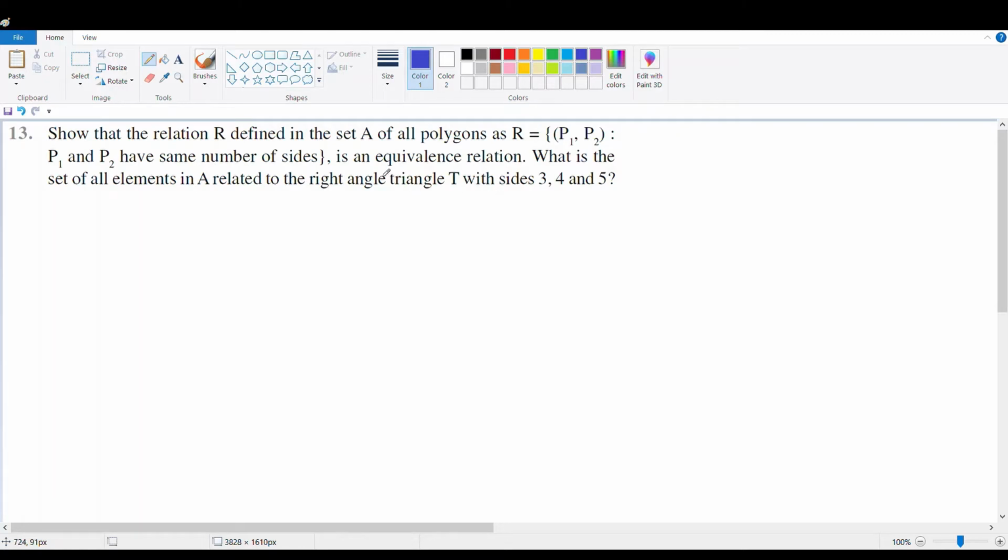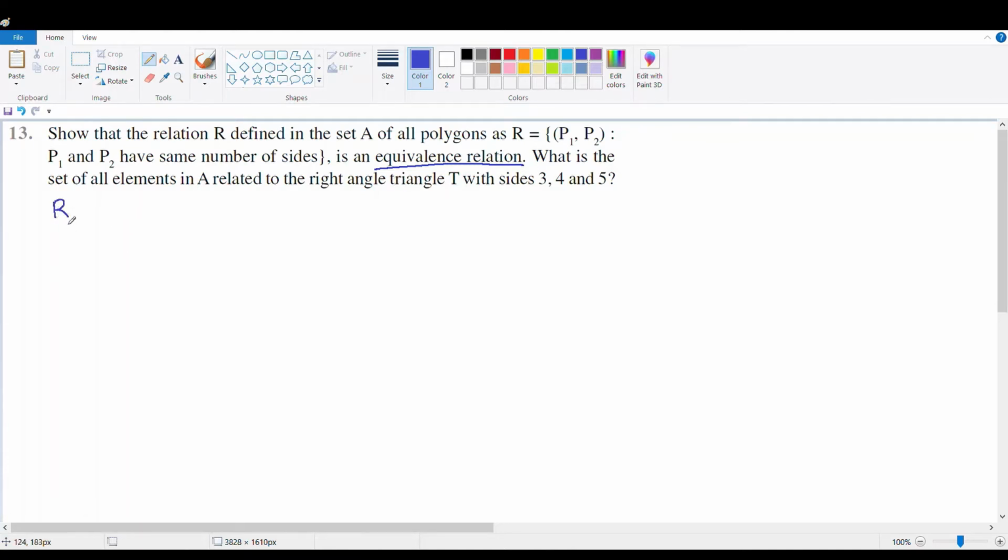So first we are going to do till here, that we need to prove that this given relation is an equivalence relation. So to prove that it is an equivalence relation, we just need to prove that it is reflexive, it is symmetric and it is transitive. And when a relation is all those three, then it is an equivalence relation.